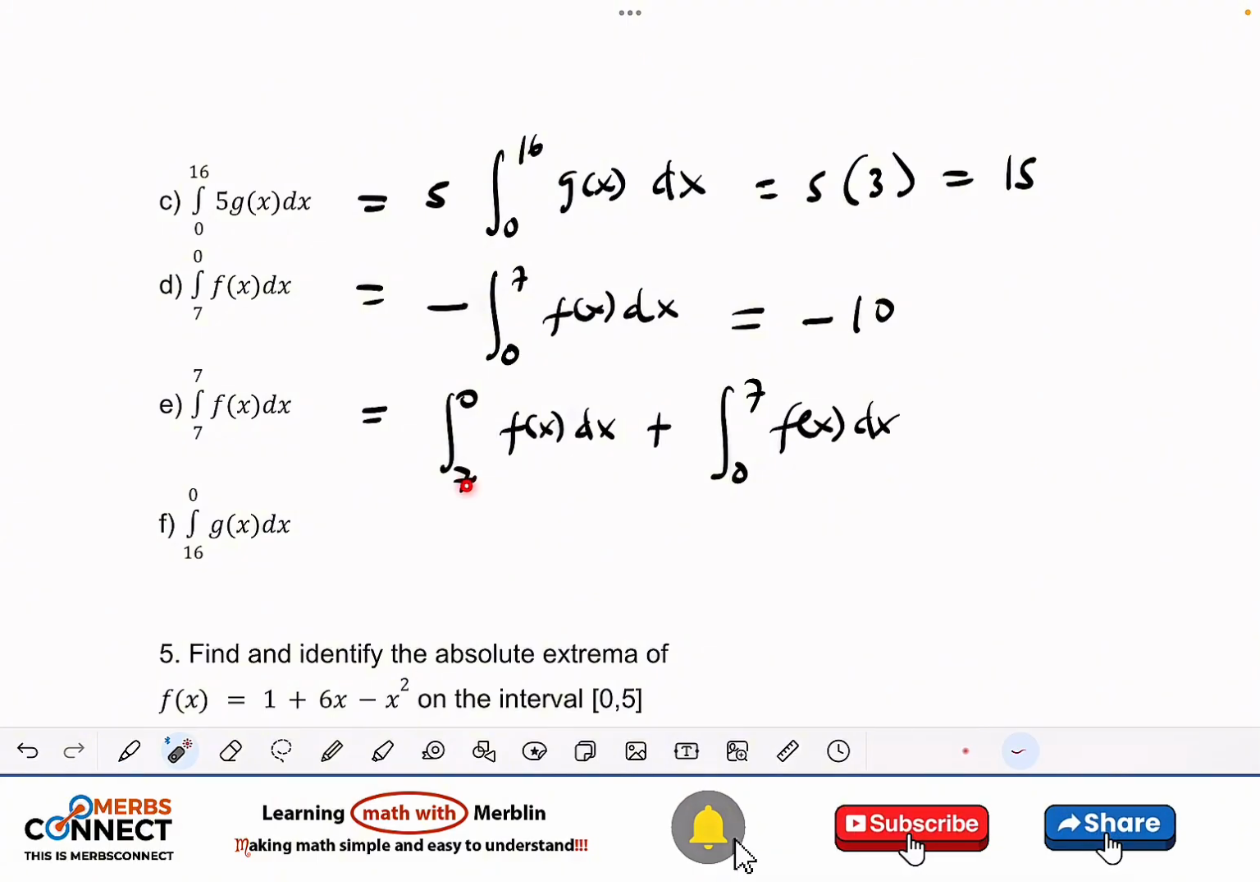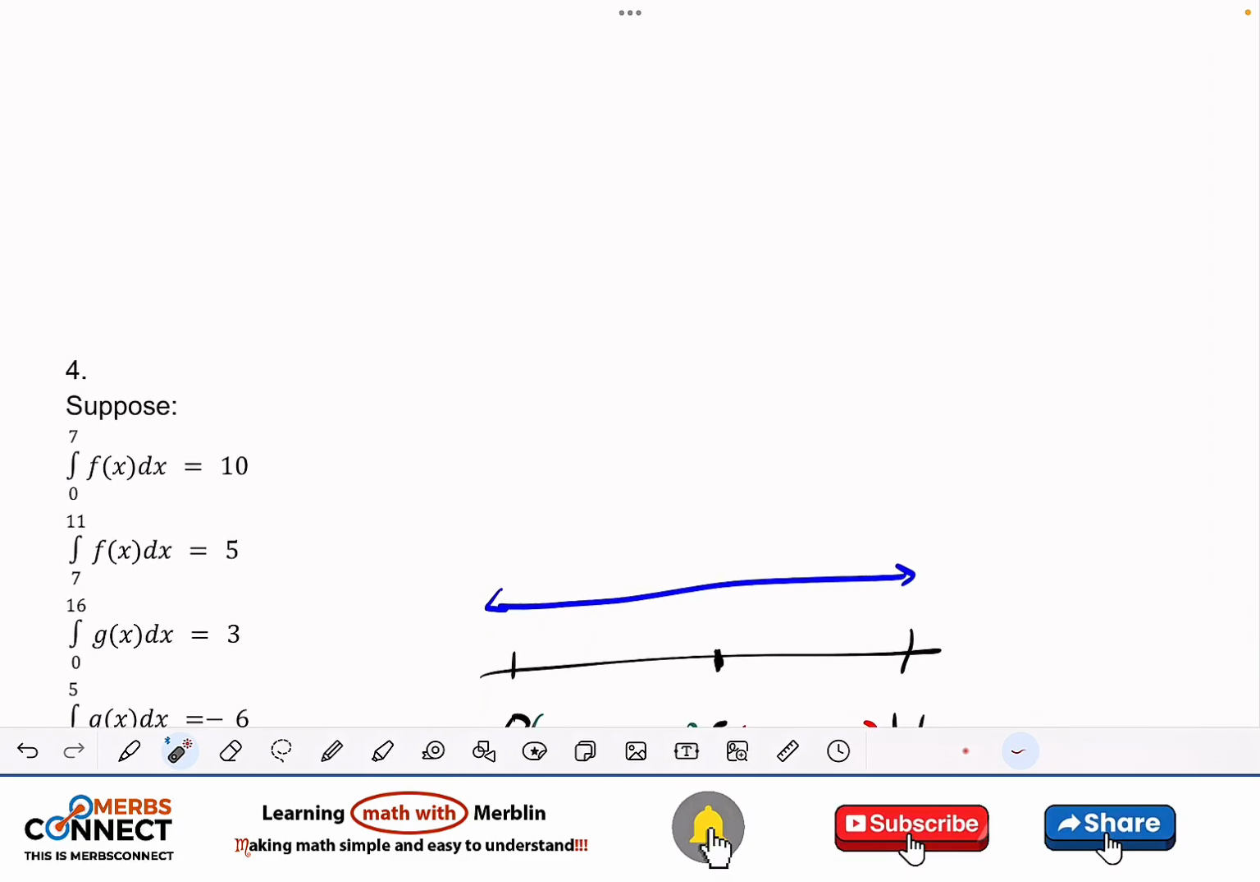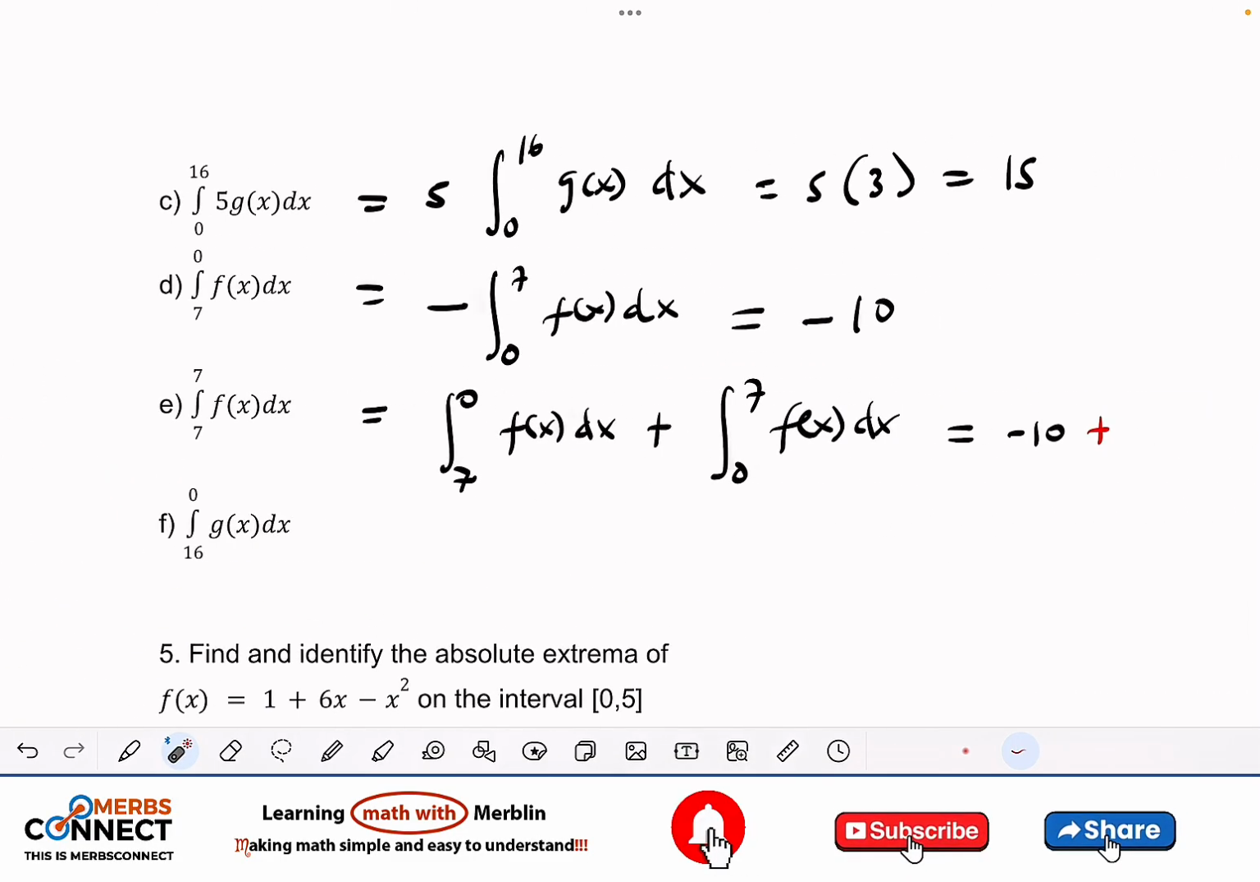So now what is from 7 to 0? That's what we did here, right? And we had minus 10. So this is going to give us minus 10. Plus, what is integration from 0 to 7? It's here. 0 to 7 is 10. So this is going to give us plus 10. And we are going to get 0. So that is the idea when we have the same limit.